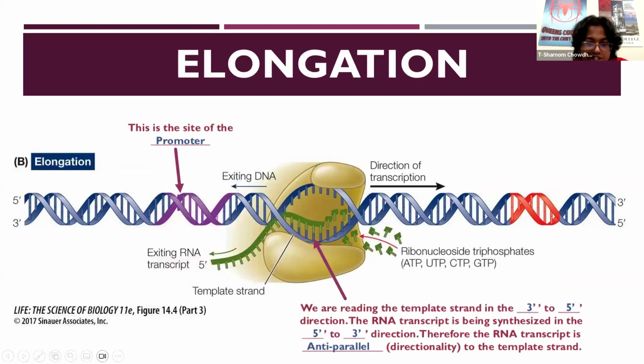So now elongation occurs. So this is the site of the promoter. Transcription occurs in this way. RNA transcript is exiting that way. So here the template strand is being read in the 3' to 5' direction, which is this guy right here, while your exiting RNA transcript is synthesized in the 5' to 3' direction. The RNA transcript is anti-parallel to the template strand. So as the RNA polymerase goes through, it creates an RNA transcript from the template strand.